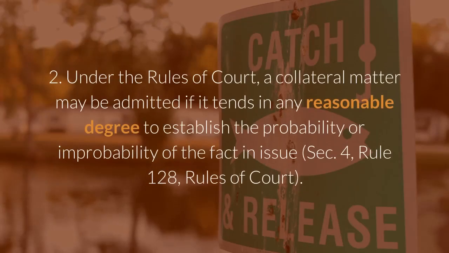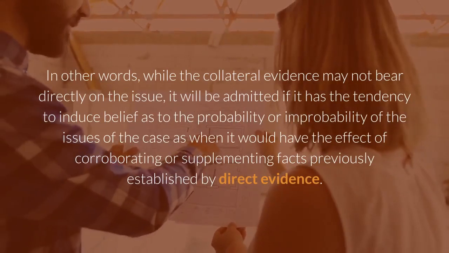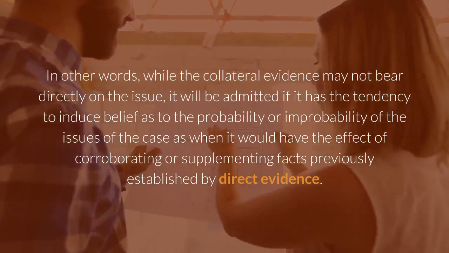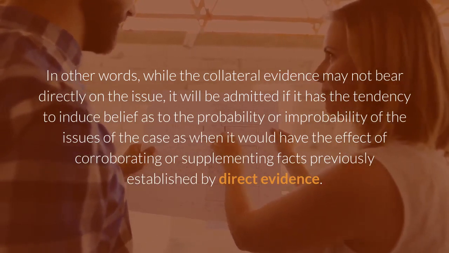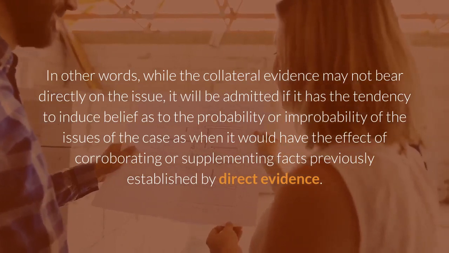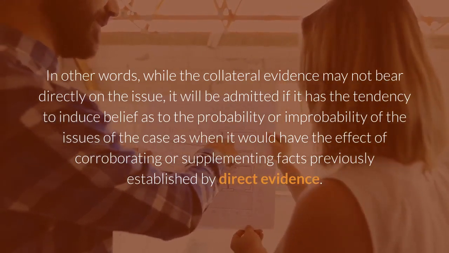2. Under the rules of court, a collateral matter may be admitted if it tends in any reasonable degree to establish the probability or improbability of the fact in issue. Sec. 4 Rule 128, Rules of Court. In other words, while the collateral evidence may not bear directly on the issue, it will be admitted if it has the tendency to induce belief as to the probability or improbability of the issues of the case as when it would have the effect of corroborating or supplementing facts previously established by direct evidence.